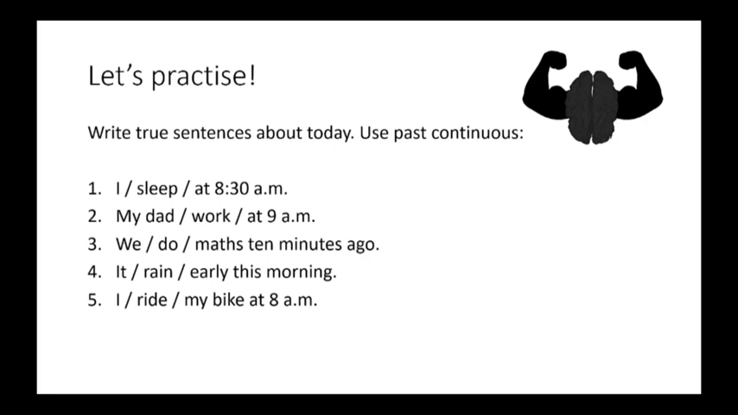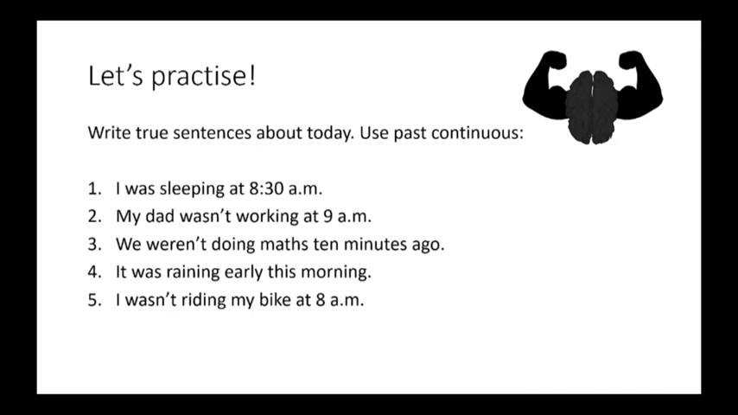Here are some example sentences that are true for me. I was sleeping at 8:30 a.m. My dad wasn't working at 9 a.m. We weren't doing maths 10 minutes ago. It was raining early this morning. I wasn't riding my bike at 8 a.m.